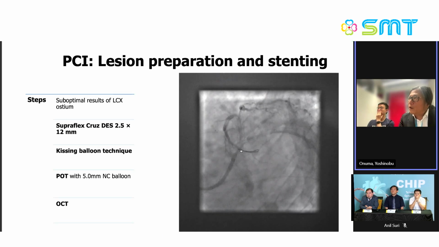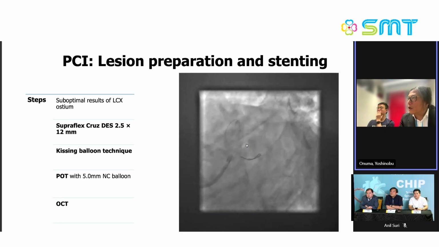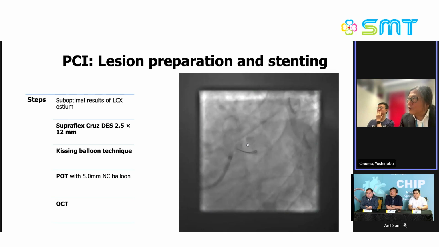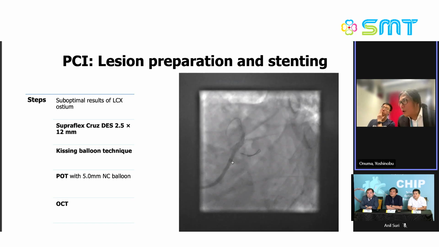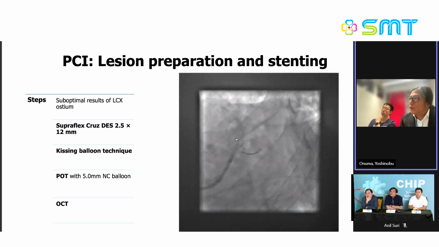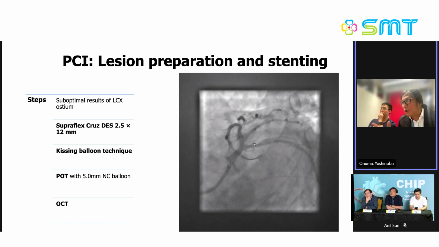After the deployment of the first stent, we see that there was some sort of a plaque shift and also potential dissection of the ostium of the circumflex. So it was a provisional one stent technique, but because we see that it's compromising the ostium of the circumflex, we converted to the two stent.